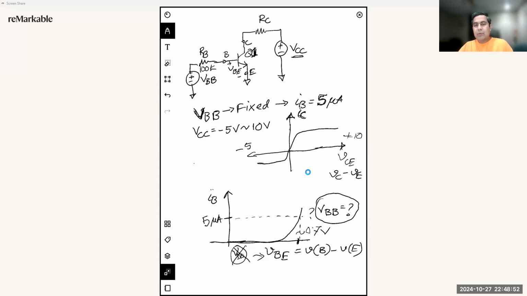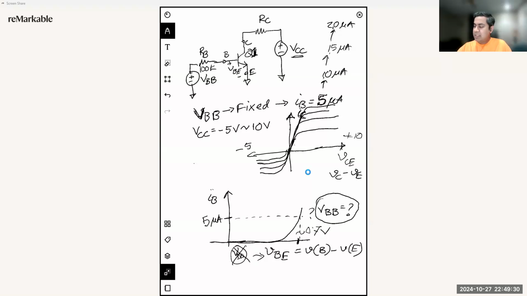All right. And then we are going to increase the IB current from 5 microampere to 10 microampere, 15 microampere, and then up to 20 microampere. So for these 4 IB currents, we are going to generate 4 different plots of IC-VCE curves in both forward bias and reverse bias direction.